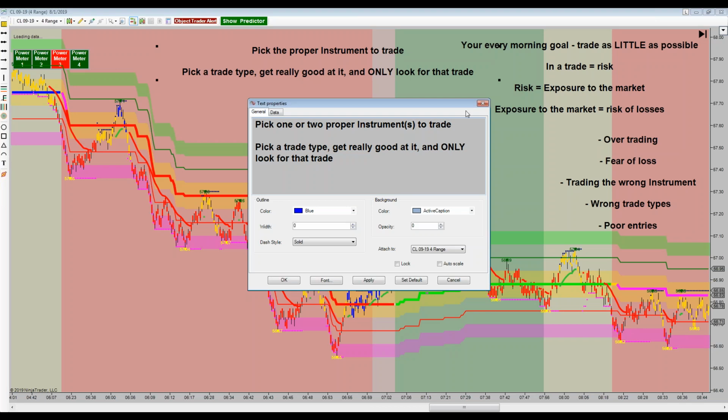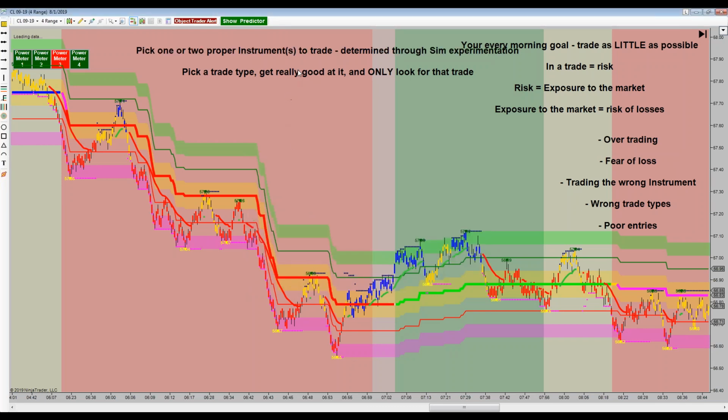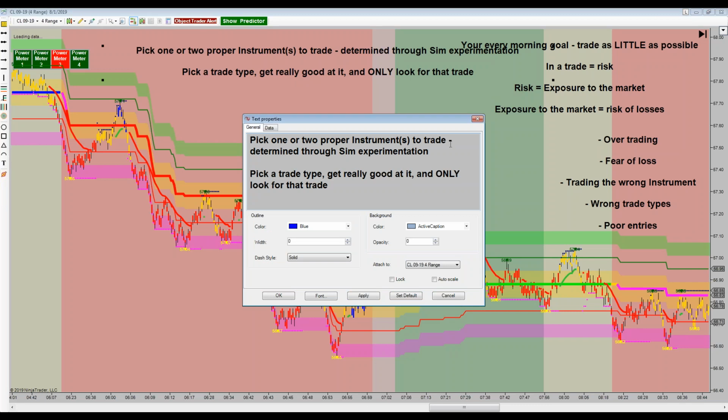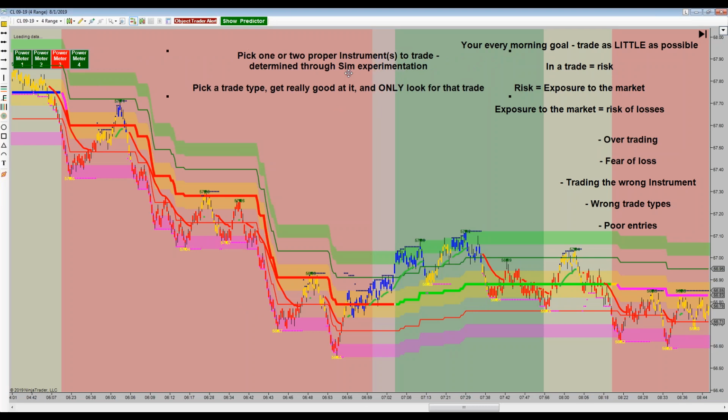And the only way you're going to really figure that out is through sim experimentation. You've got to get in there and you've got to try different instruments and you've got to find out which one you really are good at, and then focus on that one and don't trade anything else, unless the volatility changes or something changes and you're not profitable anymore, and then you need to find something else.